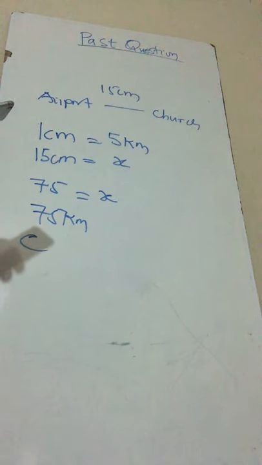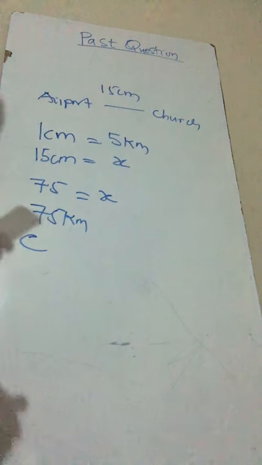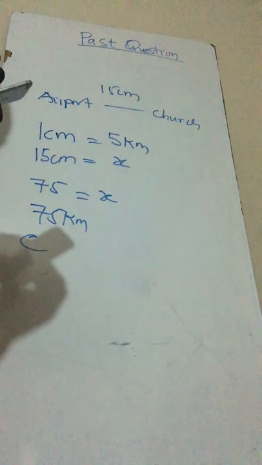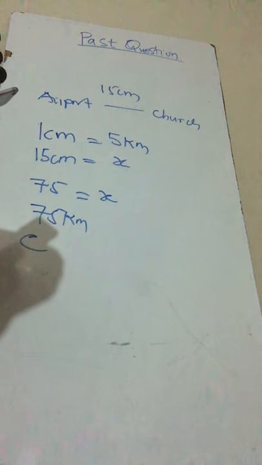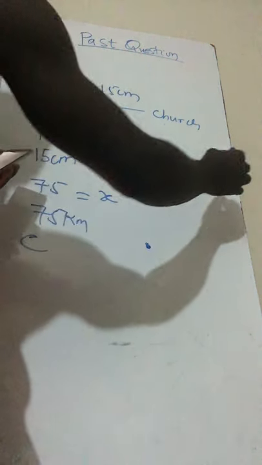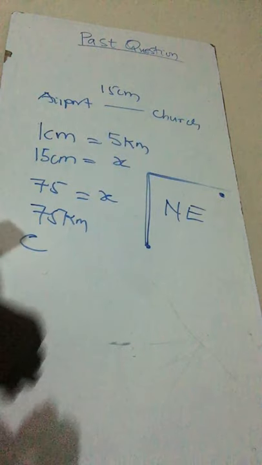What is the direction of the church from Kofi's house? Now let's look at where Kofi's house is. You could see Kofi's house in the middle, right? Okay. And you could see where the church is. So before Kofi can get to the church, Kofi has to go right and then go up. So we call it northeast. So Kofi has to go north and then go east. So we say northeast. And so the answer for question 22 is A.